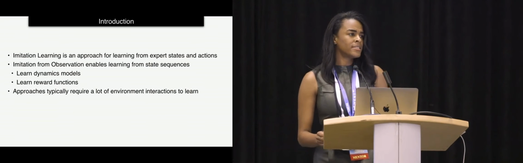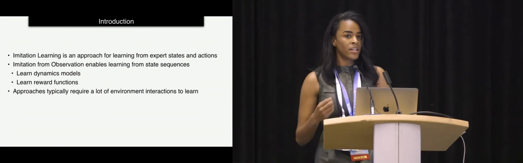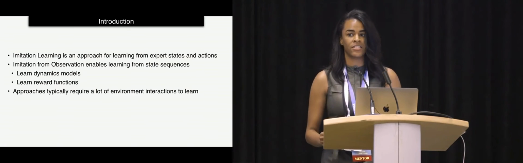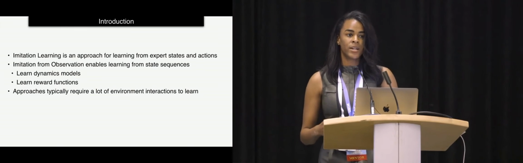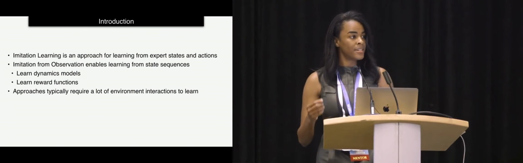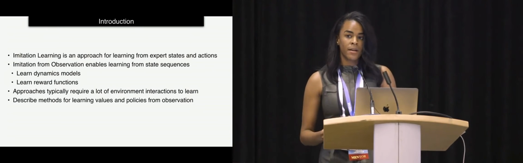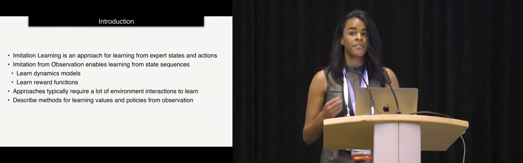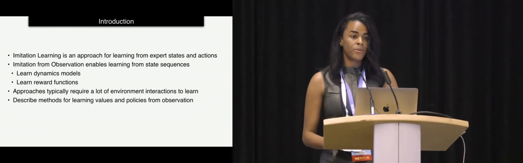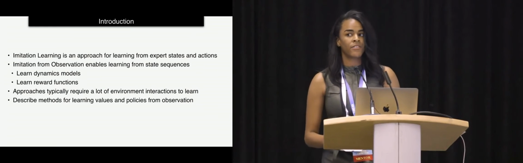The problem with both of these techniques is that it typically requires a lot of environment interactions. So if we want to learn a model of our dynamics, that's going to require us to take a lot of different actions in our environment. And if we want to train a reinforcement learning agent, again, we're going to have to act around in our environment a lot in order to learn a value function. So during this talk, I'm going to talk about how we can learn value functions rather than reward functions directly from observation. And then I'm going to talk about how we can learn policies without actually having to learn a value function at all.